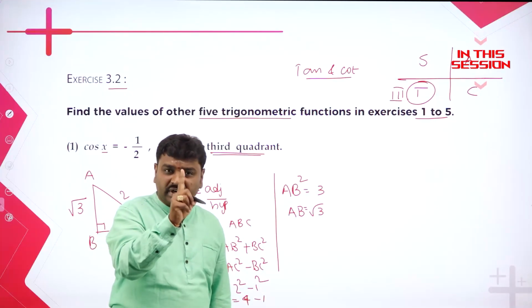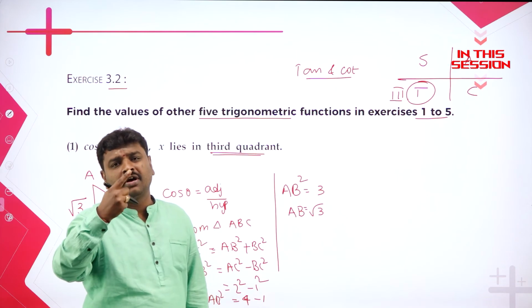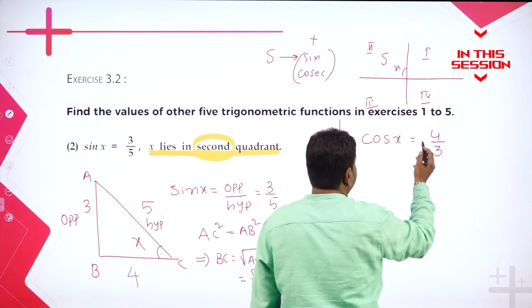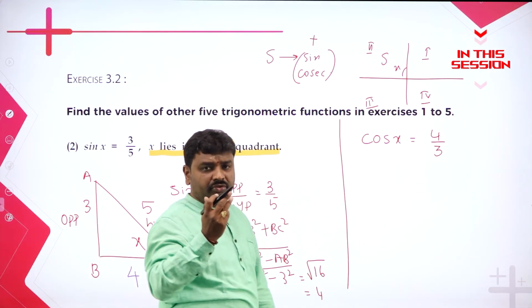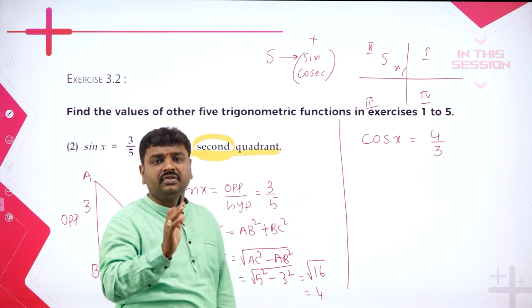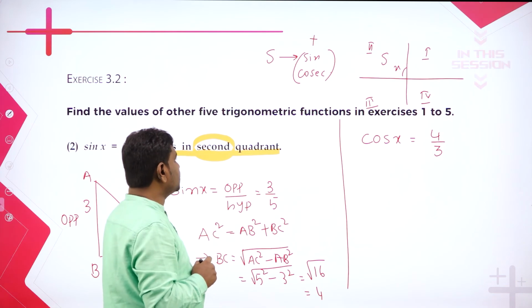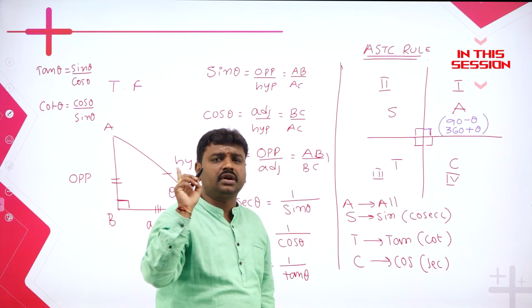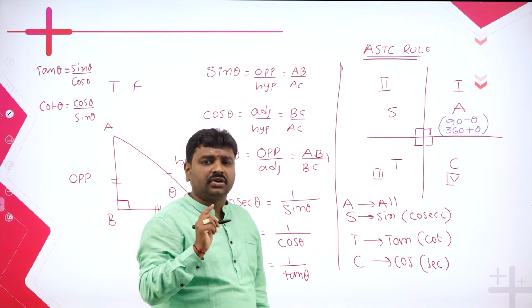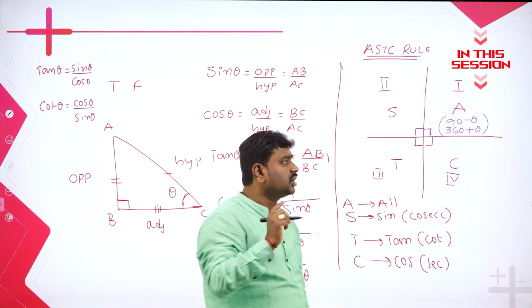In third quadrant only tan and cot are positive, remaining all are negative. And positive or negative, so I wrote the number values. Now I should decide whether it is positive or negative. How to decide whether it is positive or negative? You can see in first quadrant all the trigonometric functions are positive. Sine, cos, tan, secant, cosecant, cot all are positive.